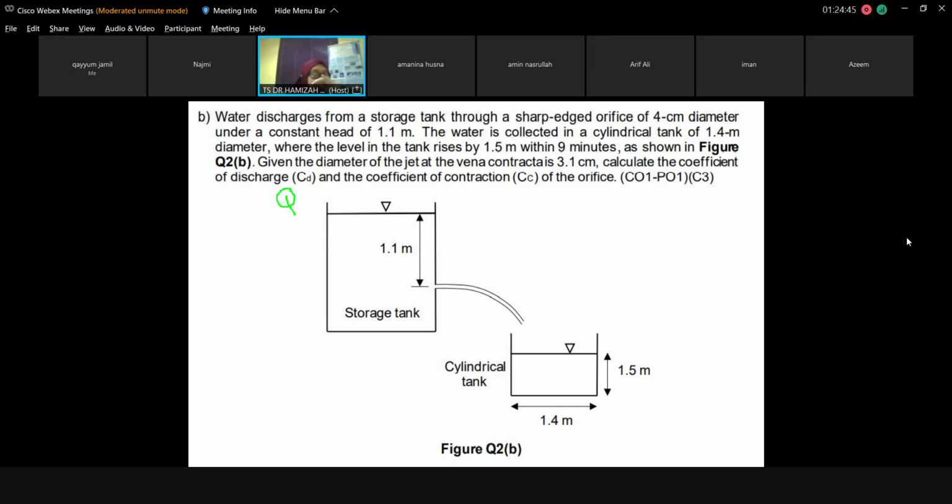It is based on the units for Q. Apa unit Q? Meter cube per second. So from the meter cube per second, meter cube ialah volume. Second ialah time. Discharge dia adalah collected volume. Okay, so kita kena cari volume of the cylindrical tank. So Q is volume of cylinder bahagi dengan time. Time dia in second. So this is 9 times 60.